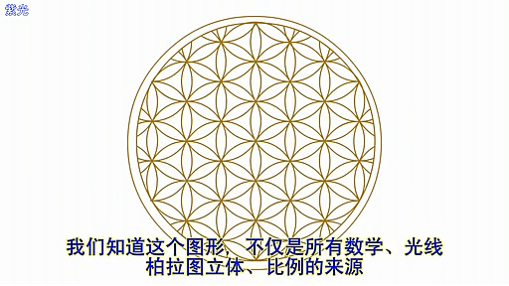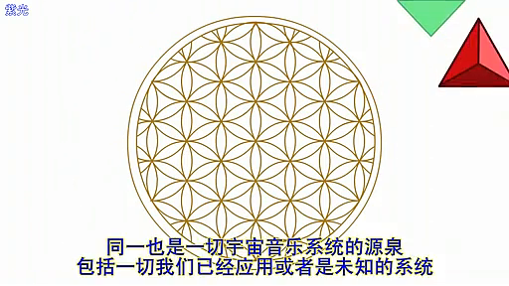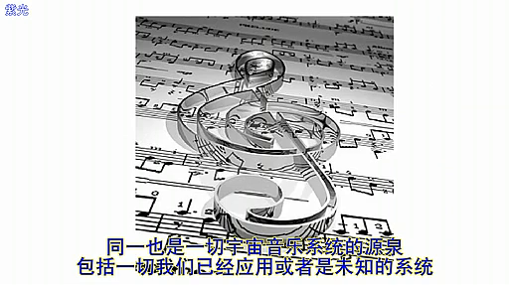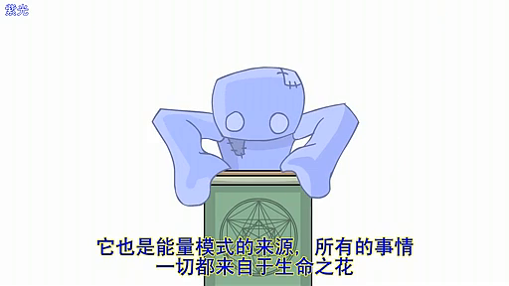This shape, as we learned, is not only the root of all mathematical proportion, light, the platonic solids, but is also the source of every musical system in the universe, including systems both used and unknown to modern man. It is also the source of energy patterns and, well, everything. It all comes from the flower of life.